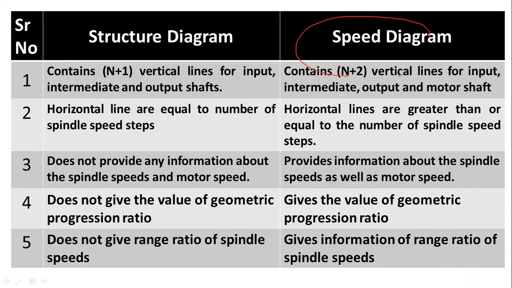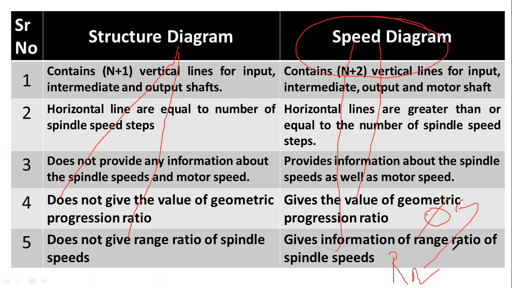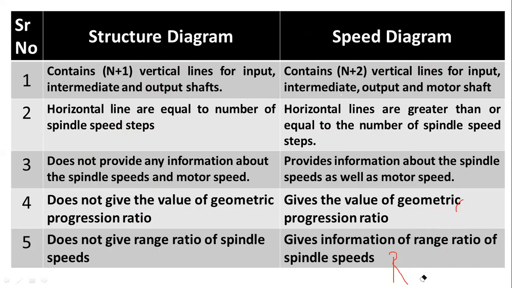Without that, your speed diagram you cannot draw. So this does not give us the value of geometric progression ratio, structure diagram. But speed diagrams give us the value of geometric progression ratio phi that we had calculated. Same is with the range ratio. Structure diagrams does not give us the value of the range ratio of spindle speeds. But the speed diagram is going to give us the value on basis of Rn only. We will be able to calculate geometric progression ratio phi. So this shows us the difference between the structure diagram and the speed diagram.